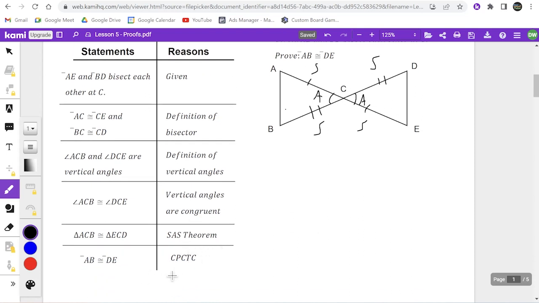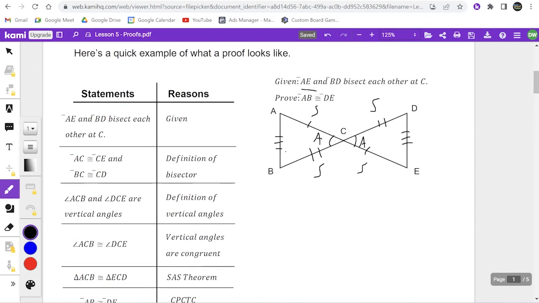And then the very last step is something that I touched on a little bit at the very end of last week. There's this theorem called CPCTC, which I'll get more into today, and ultimately we use this to prove that AB is congruent to DE, and that was the statement we wanted to prove in the first place, this statement right here.